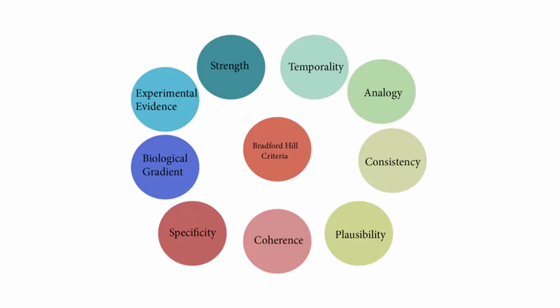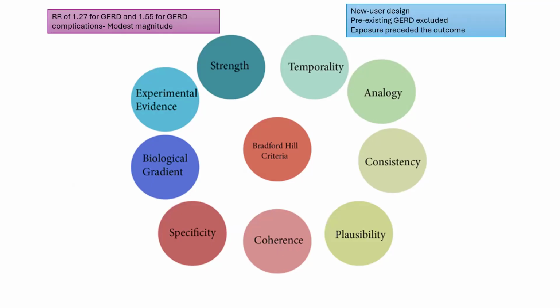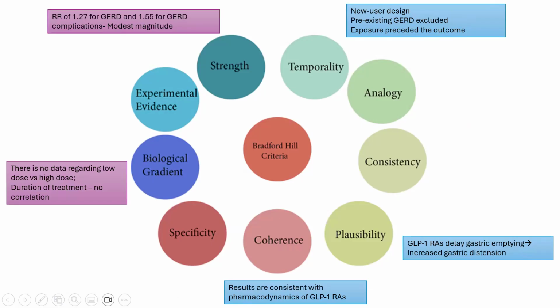So let's look at the Bradford Hill criteria to assess the association. If you look at the strength, the risk ratio was 1.27 for GERD and 1.55 for GERD complications. This is a very modest magnitude. The temporality is strong because we used a new user design, the exposure preceded the outcome, and pre-existing GERD was excluded. It is biologically plausible because GLP-1 receptor agonists delay gastric emptying, so it increases gastric distension. And it's coherent because the results are consistent with the pharmacodynamics of GLP-1 receptor agonists.